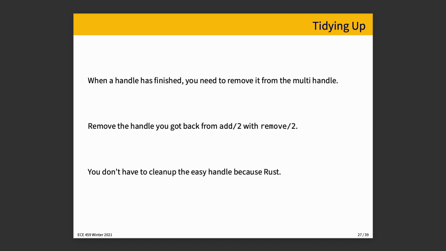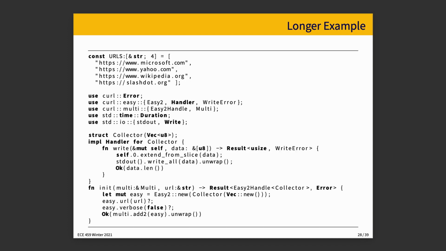Perfect. If you let it remain in the multi-handle, then of course it won't go away until the multi-handle is itself dropped, which you may not want if the multi-handle is going to live a long time, because keeping around the easy handles forever is maybe not helpful. But you can rest assured that you don't have to worry so much about the explicit calls to clean up as you would in C, because Rust.